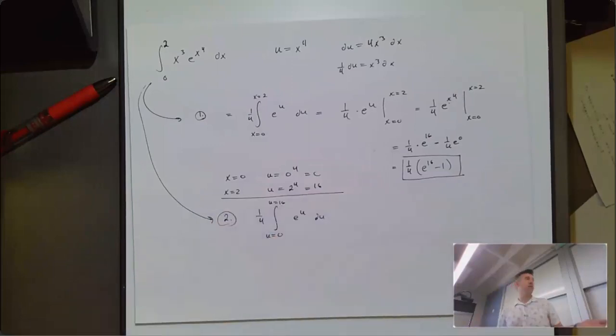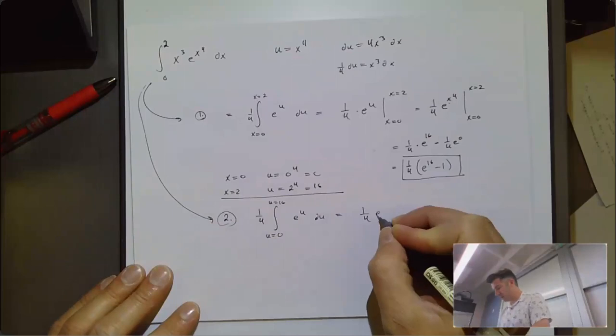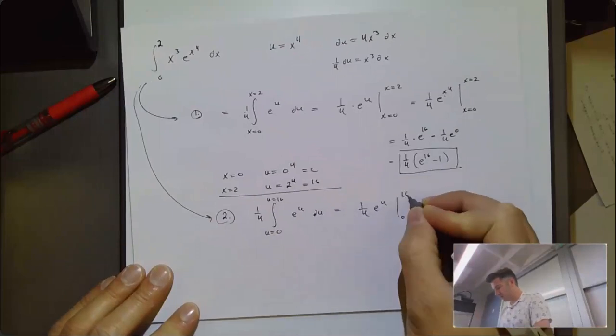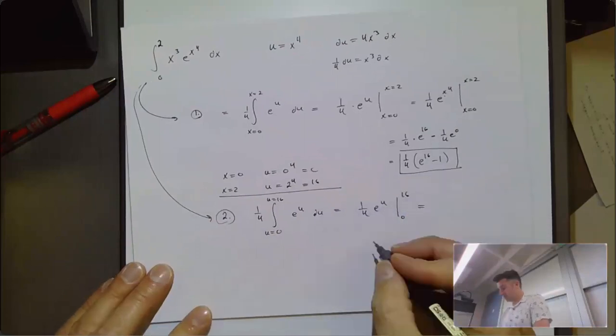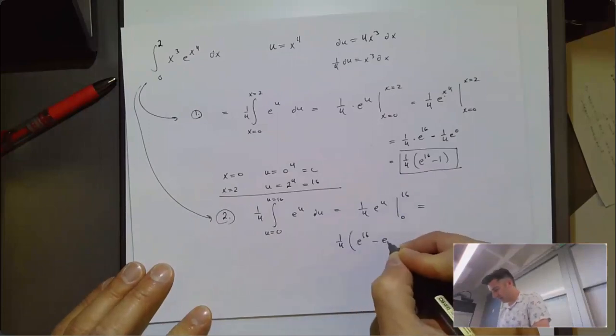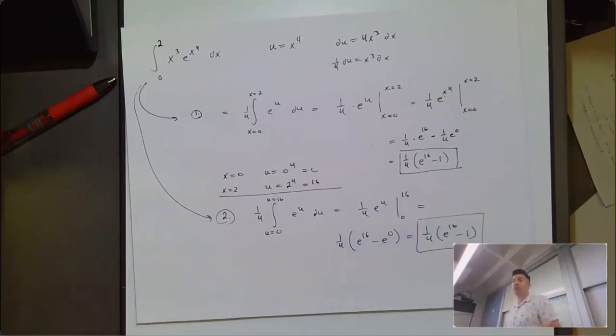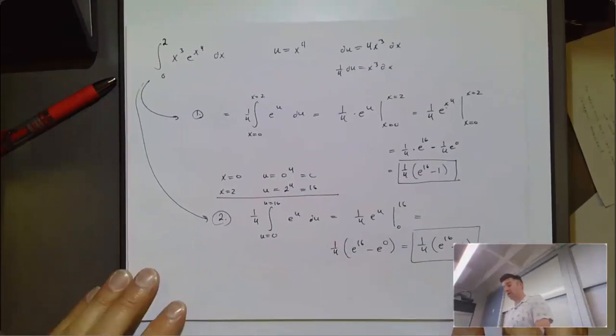And now the nice thing about that is I don't have to change back at the end. So I can just integrate this. I get 1/4 e to the u from 0 to 16, and then I just plug in 16 and 0. So I get 1/4 times e to the 16th minus e to the 0, which is 1/4 times e to the 16th minus 1. Either way is good. I prefer to do it the second way, but you don't have to do it that way.